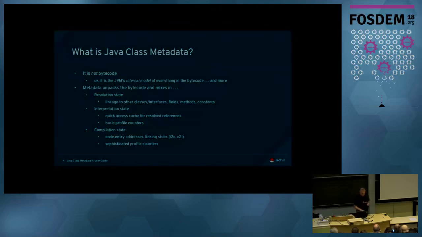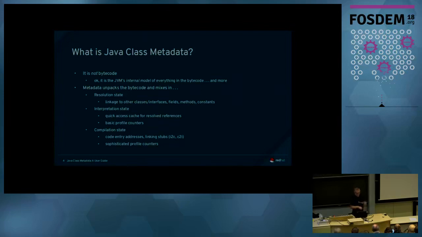So what is Java class metadata? It's basically the JVM's internal model of everything that's in the bytecode. The JVM unpacks the bytecode and creates an object network and then throws almost all of the bytecode away. It also annotates that model with some extra state. It has resolution state explaining how classes link to other classes, the linkage between classes and methods that are going to be invoked at some point during the code, or fields that are going to be accessed, and so on.